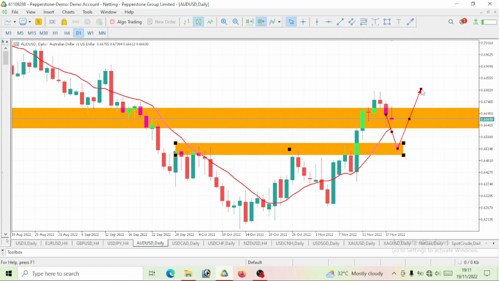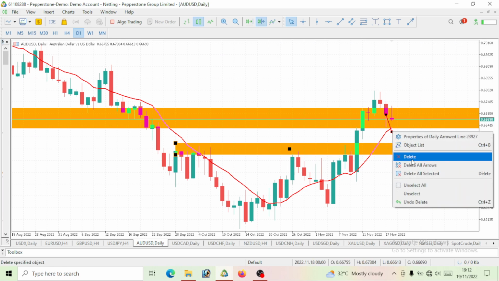Notice that it is not a must that price drops to this same level before it continues a bullish move. But I personally just think it should be able to drop to this same level. It is not a must, like I said. So that is it on our AUD USD.